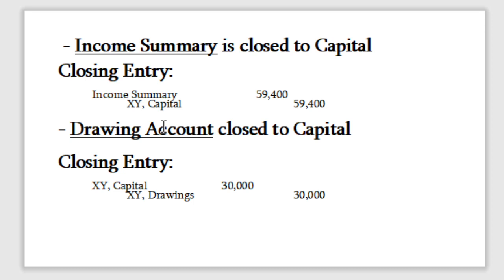Next, drawing account is closed to capital account. So, ang mangyayari, kapag merong drawings, mababawasan yung capital account natin. So, debit natin yung XY capital and then credit natin yung XY drawings. Again, ang i-close natin is yung drawing account. Since si drawing account is debit yung kanyang normal balance, para ma-close siya, i-credit natin in the amount of 30,000. So, these amounts used are assumptions.